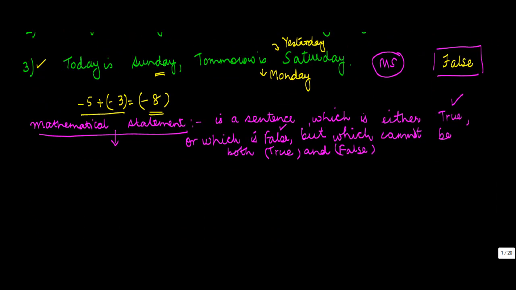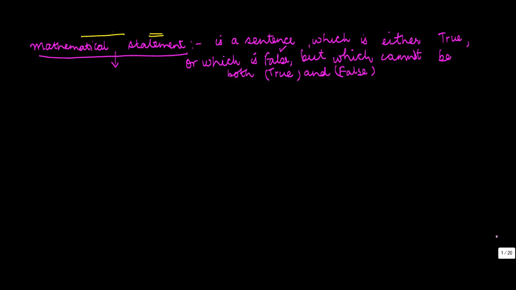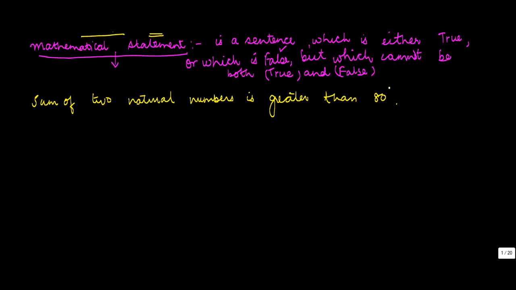Now there are also some other types of statements which are incapable of determination. Let's say you have a statement wherein you are told: sum of two natural numbers is greater than 80. Now you can't say whether this statement is true or false.